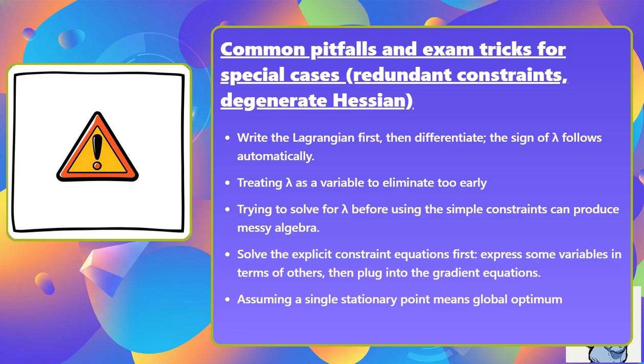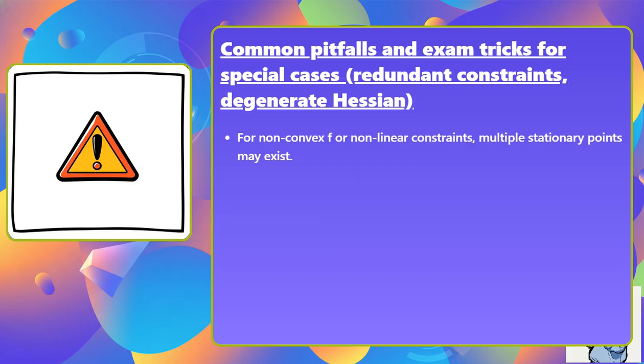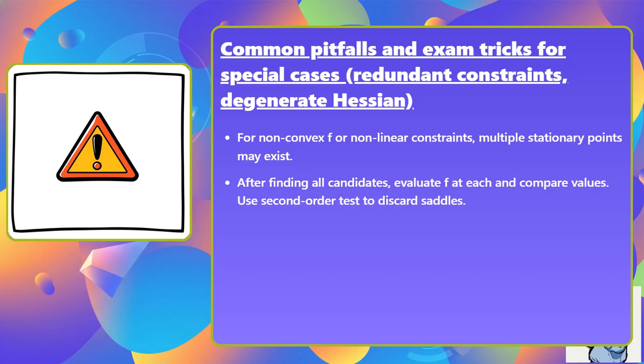Assuming a single stationary point means global optimum. For non-convex f or non-linear constraints, multiple stationary points may exist. After finding all candidates, evaluate f at each and compare values. Use the second-order test to discard saddles.